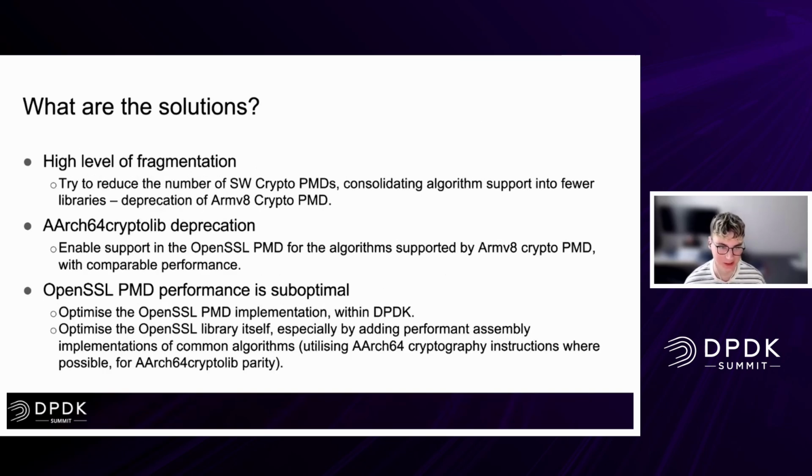So what do I think are the solutions here? Well, to reduce fragmentation, we can just try and reduce the number of PMDs. One way to do this would be to consolidate algorithm support into fewer libraries. And this is where deprecating Armv8 Crypto comes in. If we want to deprecate Armv8 Crypto, perhaps we can enable support for the algorithms it provides in a different PMD, for example, OpenSSL. And for the OpenSSL performance issue, we can optimize the way we're using OpenSSL in the DPDK PMD, and we can optimize OpenSSL itself, usually by adding a more performant assembly implementation, making use of newer CPU features, this kind of thing.